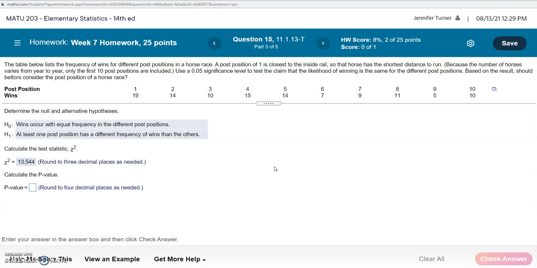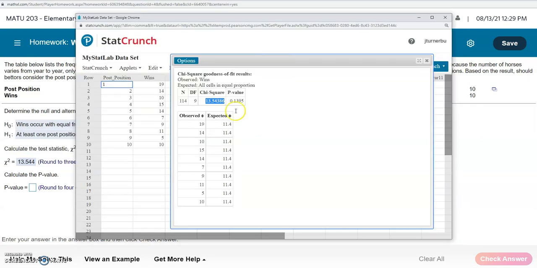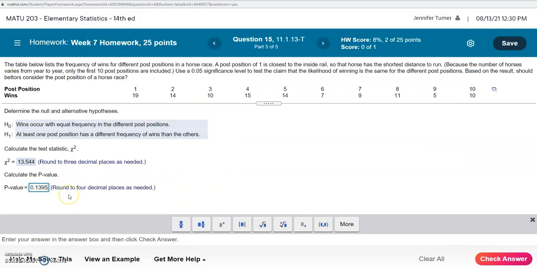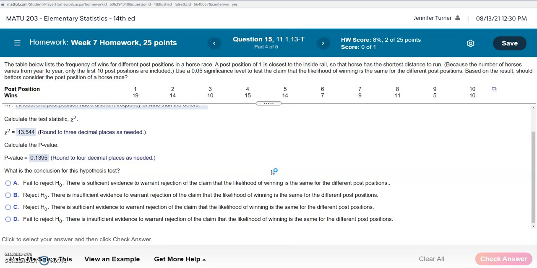Next, we want the p-value. Again, that was also provided in StatCrunch right here, p-value. So we can go ahead and copy this number and paste it into my MATLAB. This one wants us to round to 4 decimal places, and it's already to 4 decimal places, so we don't need to make any adjustment there.